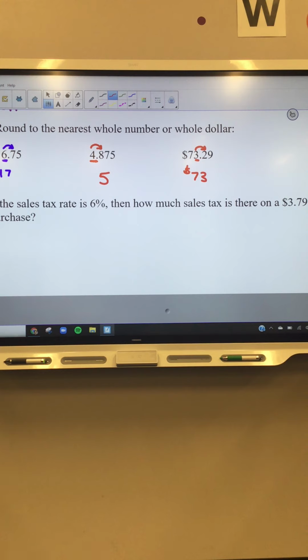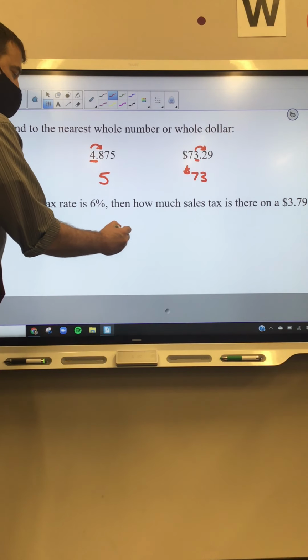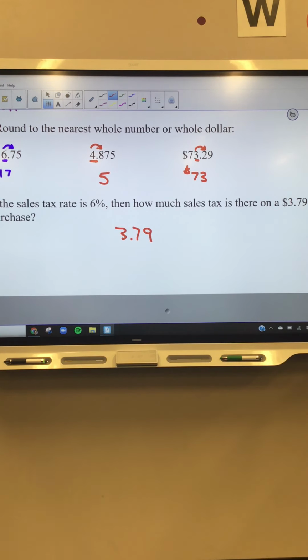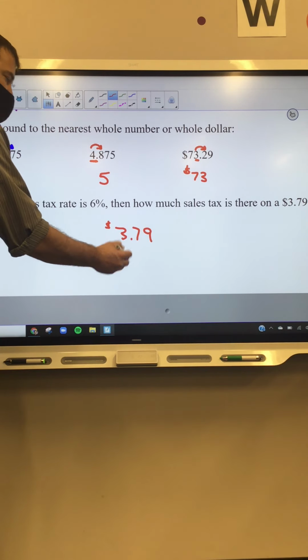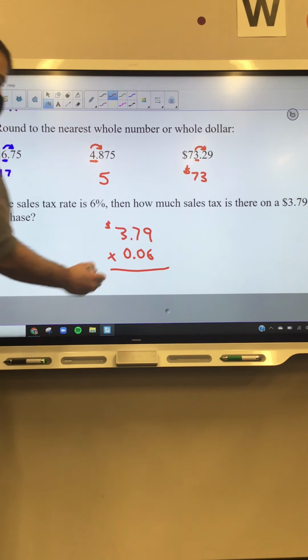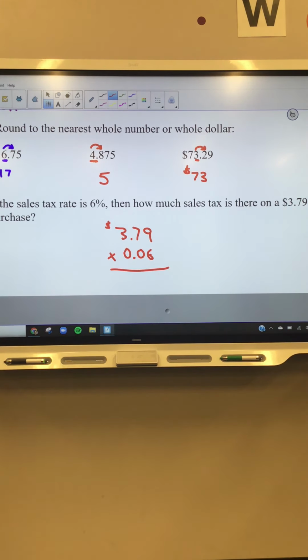Now this is a different type of problem, isn't it? If the sales tax rate is 6%, this has nothing to do with rounding. What we're really doing is multiplying. We're saying, I've got something that's $3.79, and I want to know what 6% of it is. So we're switching gears here in terms of what we're doing. How do I do that?